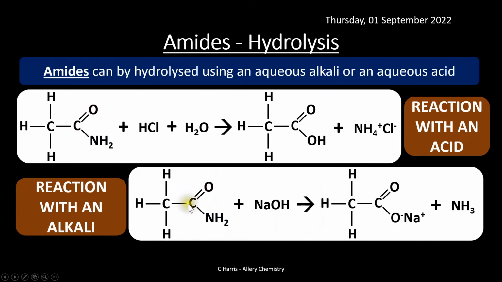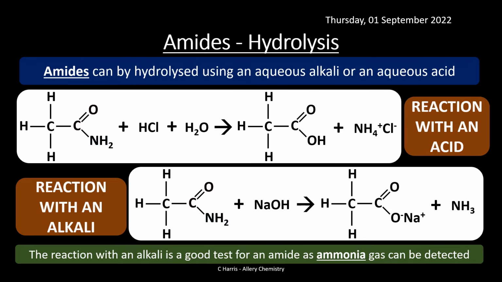Now, if you react it with an alkali, we get a sodium salt. So here we've got sodium ethanoate, which is this compound here, plus ammonia. So you need to know about the hydrolysis of amides using an acid and using an alkali, and be able to write these reactions. So that's really important.